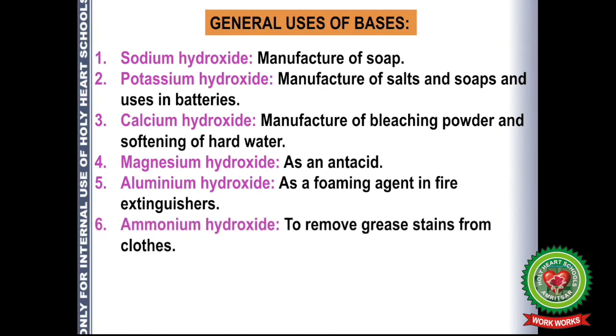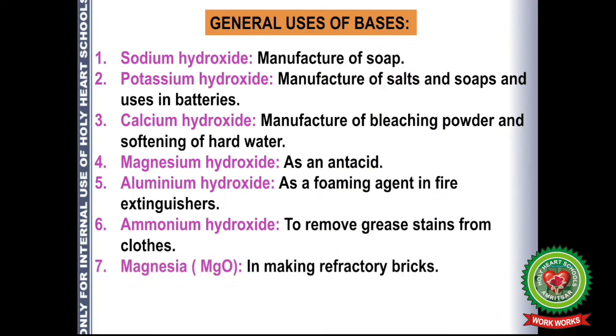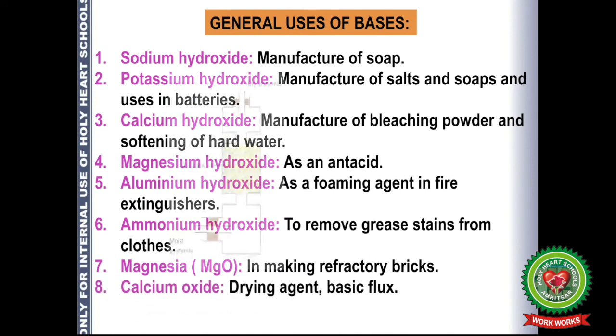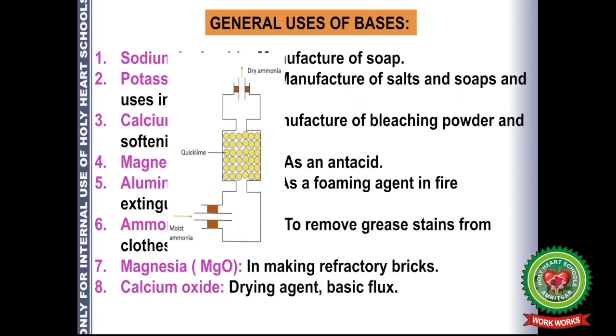Next one is ammonium hydroxide. If you want to remove grease stains from the cloth, you can put ammonium hydroxide and the grease stains will be removed. Magnesia is the next, that is MgO. The use of MgO is that it is used in making of refractory bricks, the bricks which are used in furnaces and all that. Calcium oxide is used as a drying agent or as a basic flux. When you are preparing gases, for the drying of those gases, you can use calcium oxide, and it is a very good drying agent.